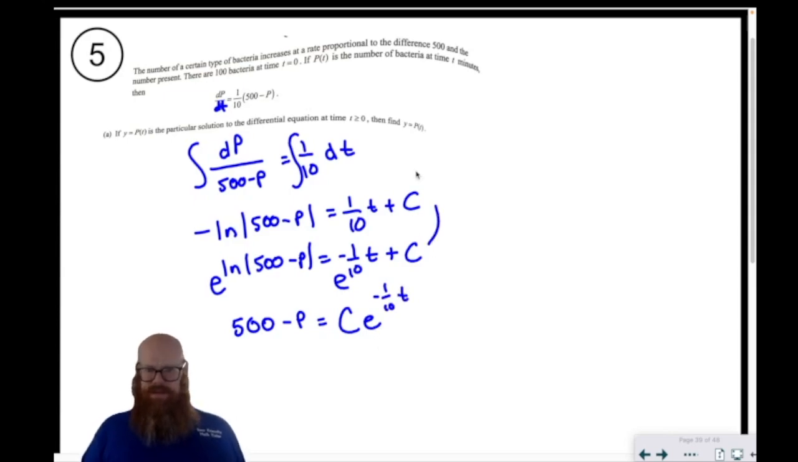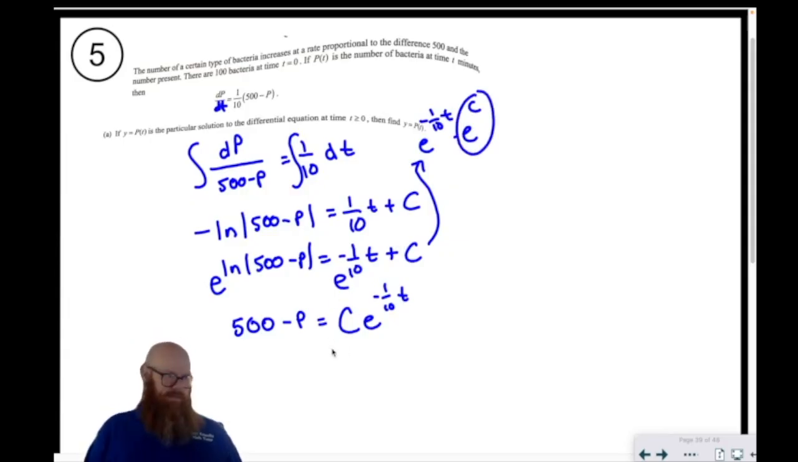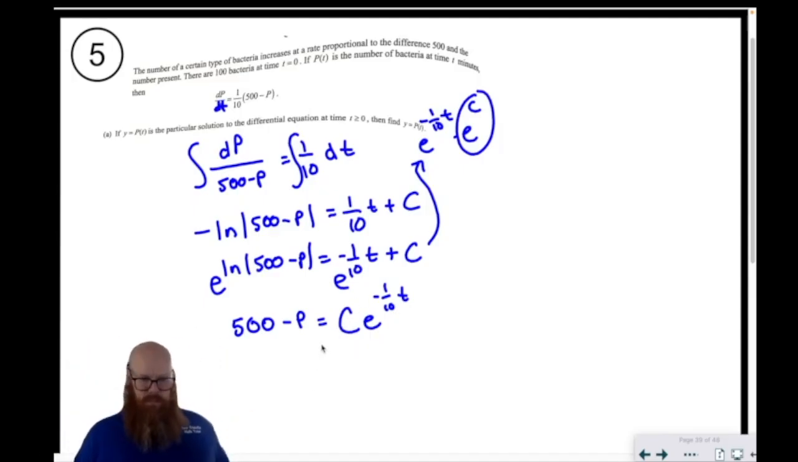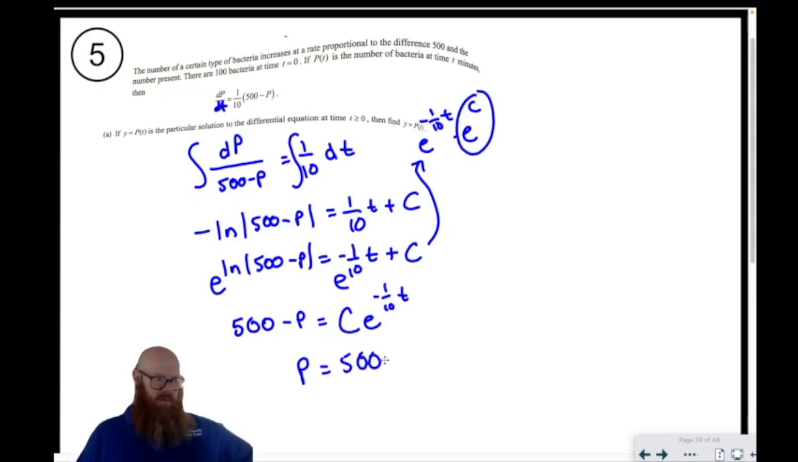And if that didn't make sense, let me just explain that again up here. I made it e to the -1/10 t times e to the c, because if I multiply like bases, I would add my exponents, which is where that plus is, and then e to the c, I just called a new c, because e is a constant, and a constant to another constant is a new constant. And then if I rearrange a bit, if I imagine the p coming over here and this whole thing coming over here, I get p equals 500 minus c e to the -1/10 t.